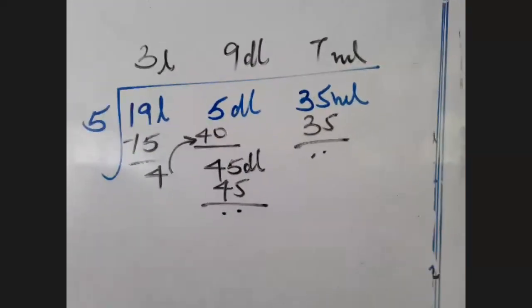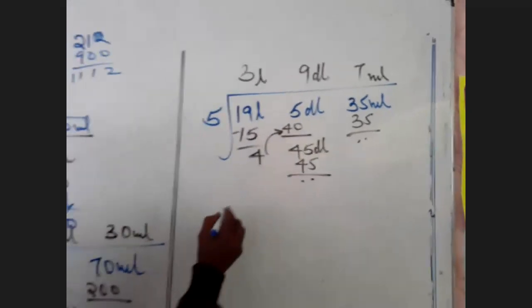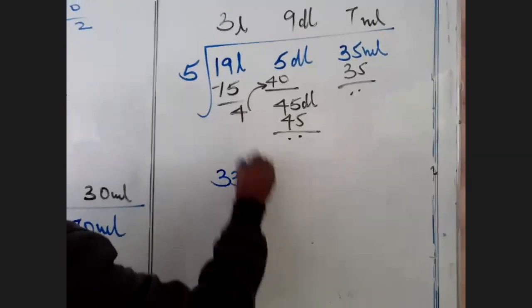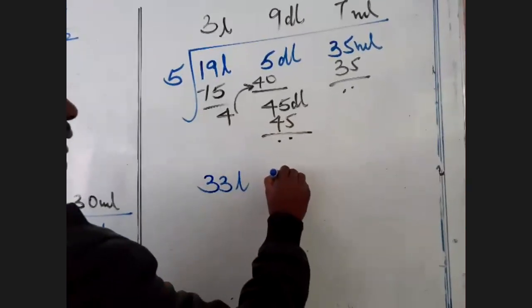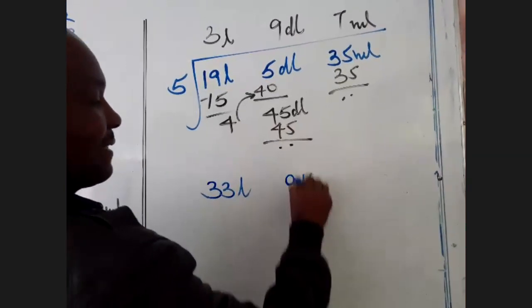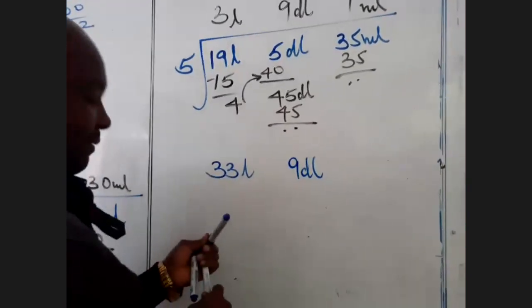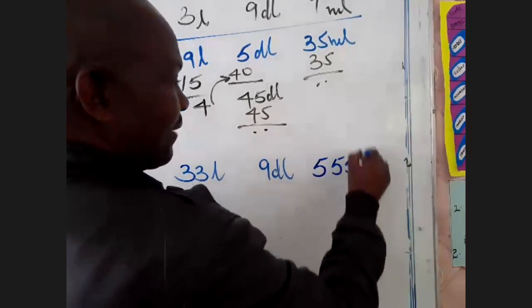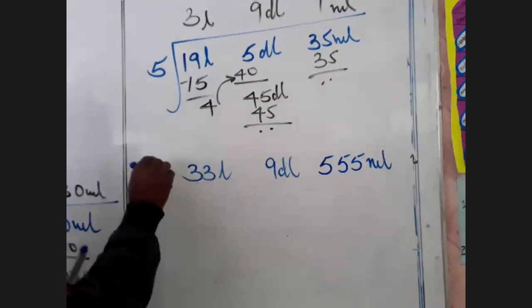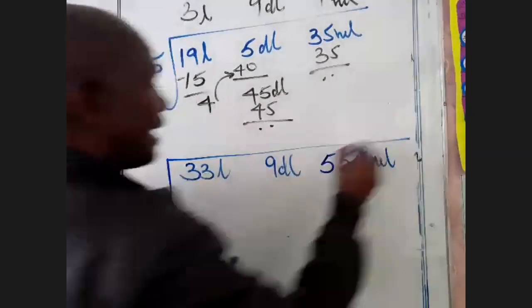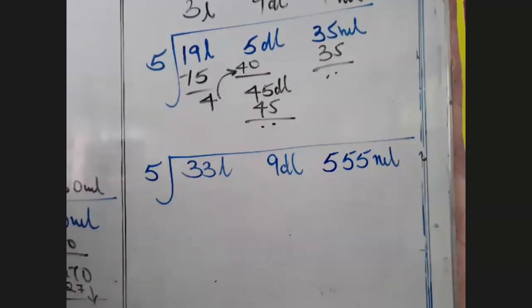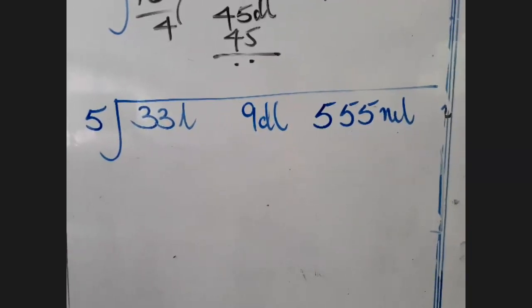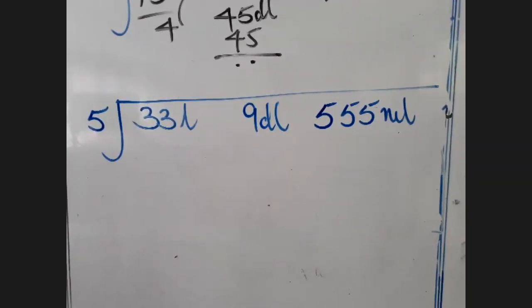Finally, for today, because time is up, let's look at that again. Liters, I have 33 liters. I have 9 deciliters, and we have 555 milliliters. Let's share all this among 5 people. Bio, 1 minute, because I've got only 2 minutes remaining. Turn Bio before the lesson ends.